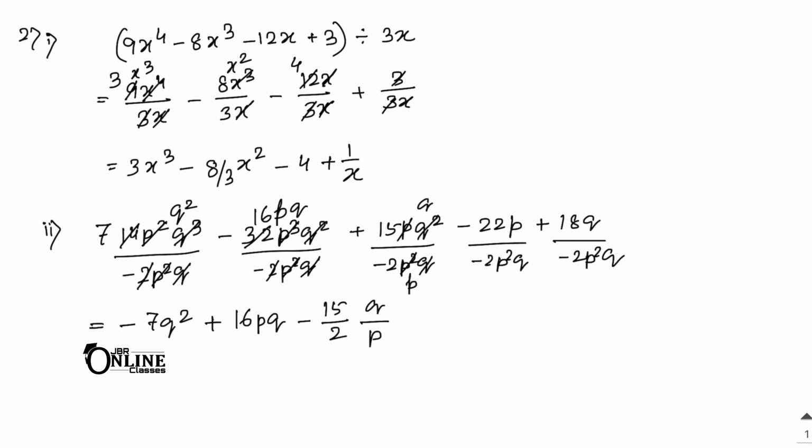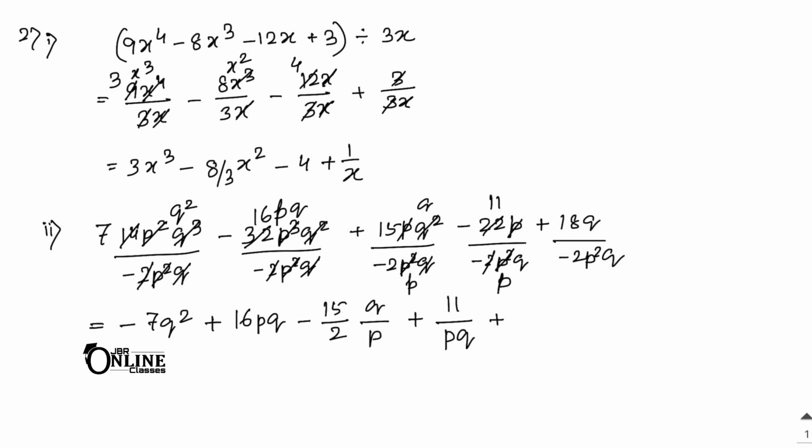So here q by p. Then minus minus become plus. So it will be here 22 cancel out with 2, it becomes 11. Then p cancel out, p square becomes p. So upper one will be 11, lower one p into q, pq.